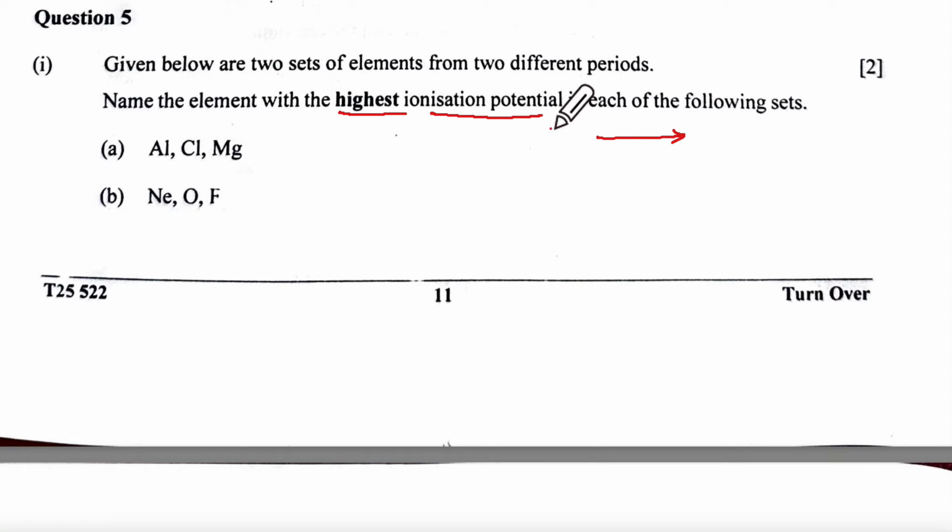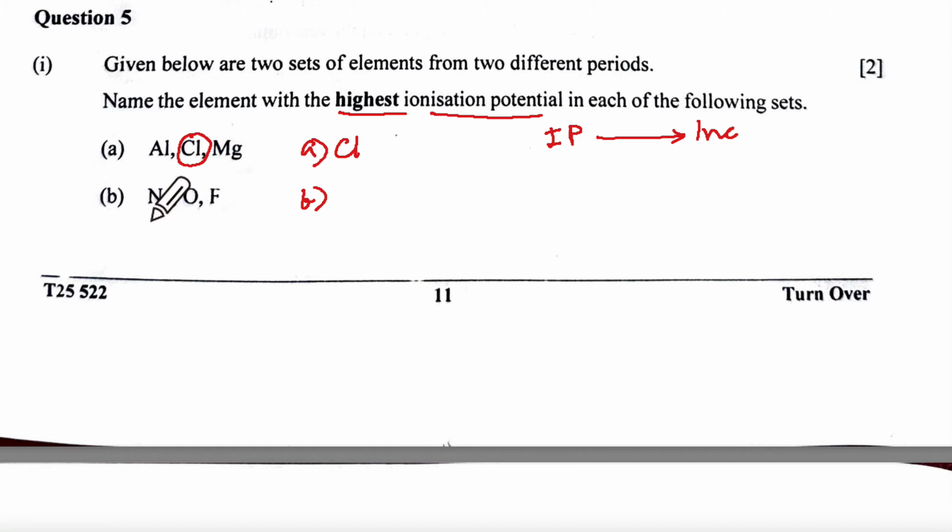Now remember, ionization potential across the period increases. Alright, so here on the extreme right side from this period will be chlorine. So chlorine would be the first one as the answer. Chlorine will have the highest IP from these.